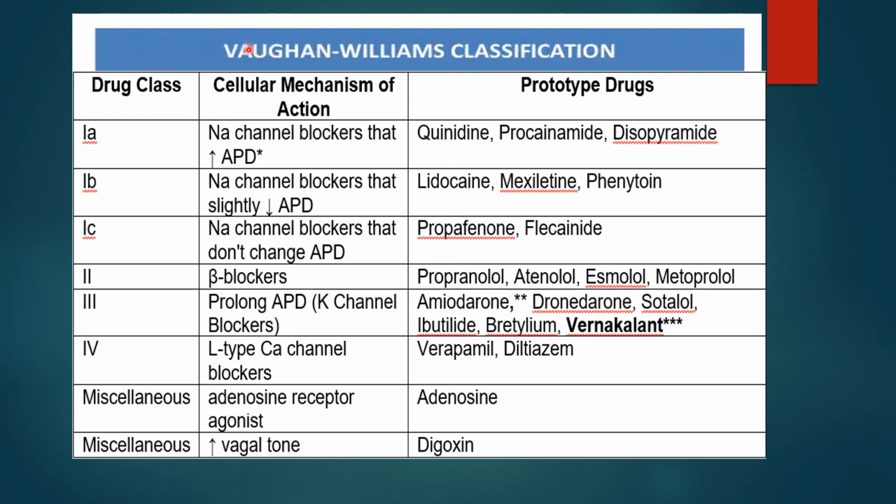So let's see the classification again. It is called the Vaughan Williams classification. It has 5 classes. The miscellaneous class is the 5th class. Class 1 is divided into 1A, 1B, 1C, acting on the sodium channels, right, and affecting the action potential duration. Class 2 are the beta blockers. Class 3 are the potassium channel blockers, which will increase the what? Repolarization wave. And class 4 are the calcium channel blockers, mainly L-type calcium channel blockers.